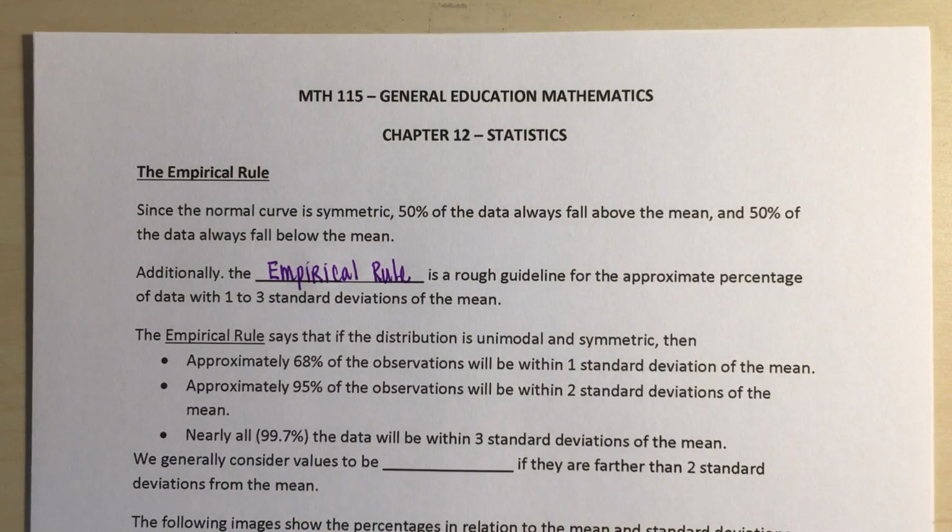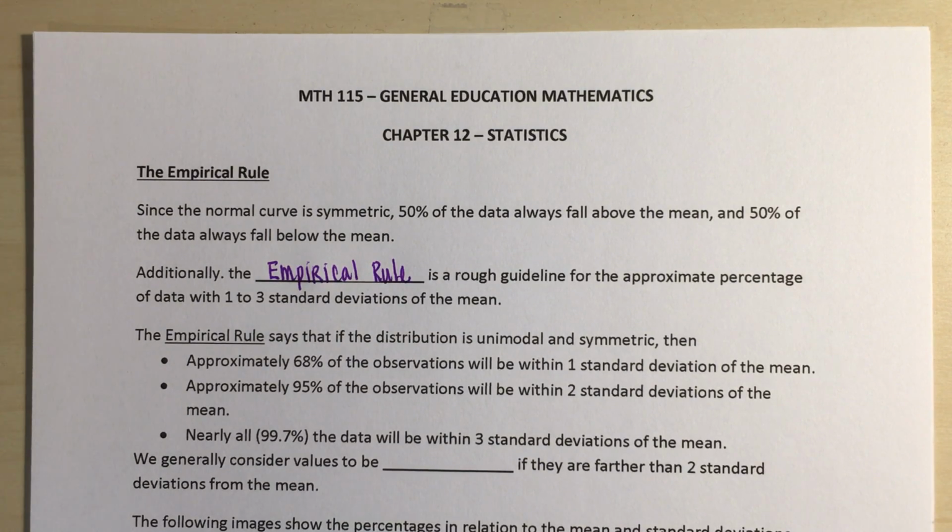is a rough guideline for the approximate percentage of data within 1, 2, and 3 standard deviations of the mean. The empirical rule says that if the distribution is unimodal and symmetric, then approximately 68% of the observations will be within 1 standard deviation of the mean. Approximately 95% of the observations will be within 2 standard deviations of the mean. And nearly all, or 99.7% of the data, will be within 3 standard deviations of the mean.